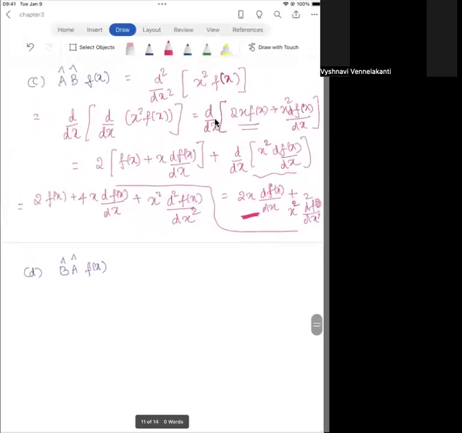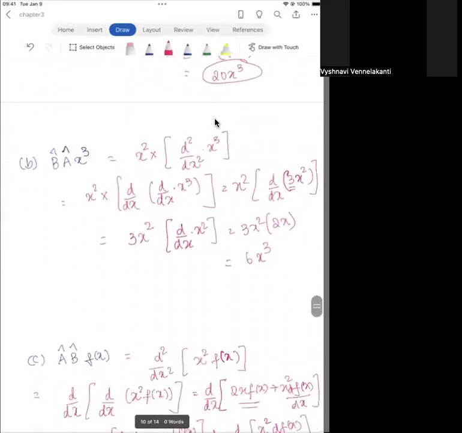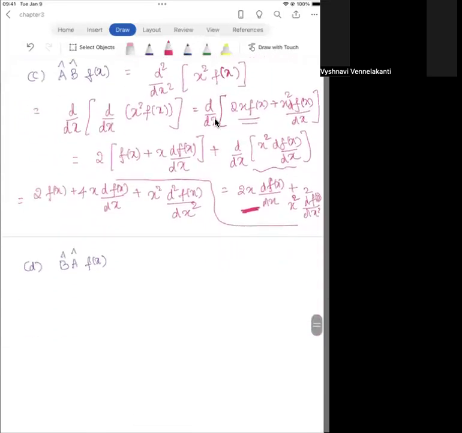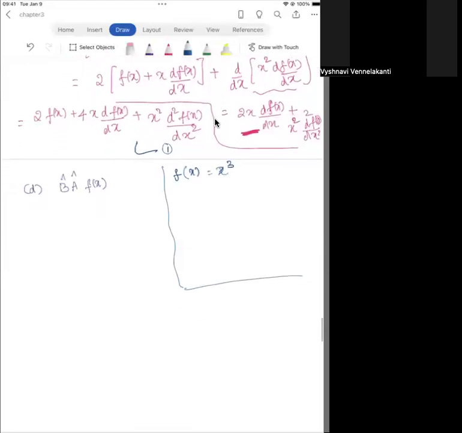And as a fun exercise, what you can try doing is replace f of x with x cubed and then see what happens. You got 20x cubed as the answer, right? Let's actually try plugging it in as a fun exercise. So let's call this equation 1. Now let's have f of x to be x cubed, because that's what we did in part A. In part A, we had operators A, B operating on x cubed. So now let's plug in this value here.